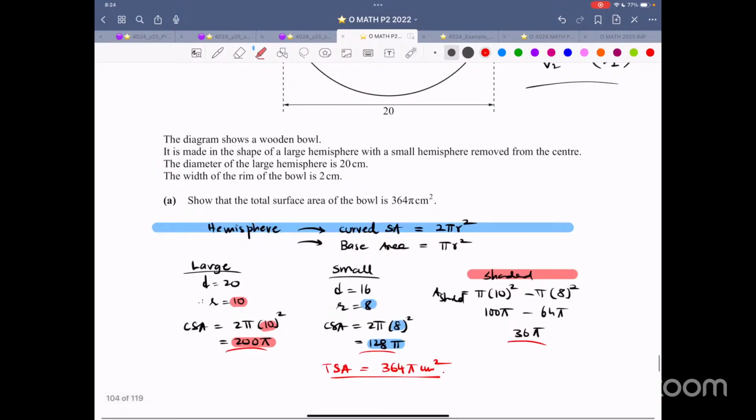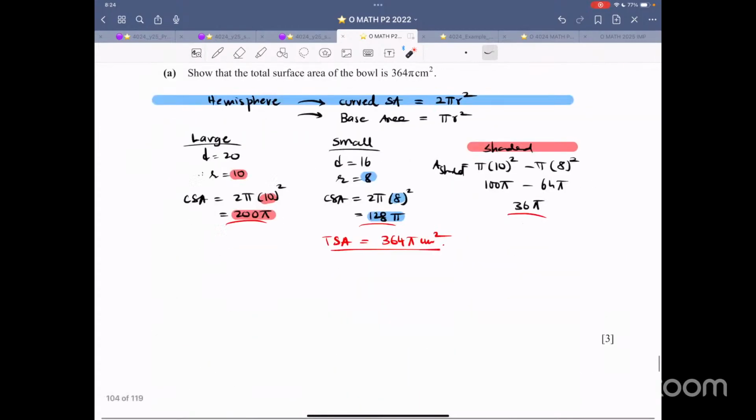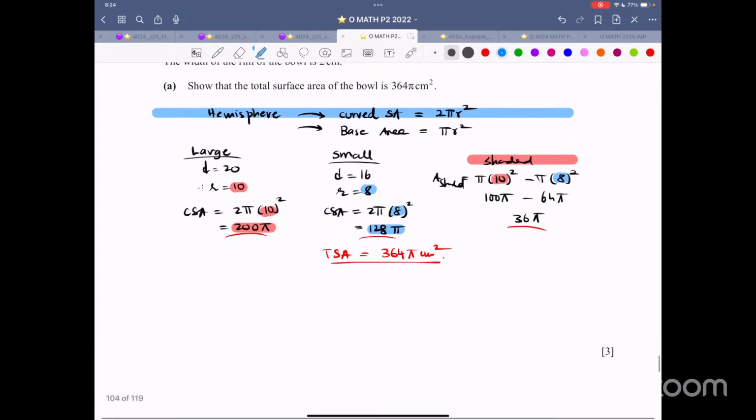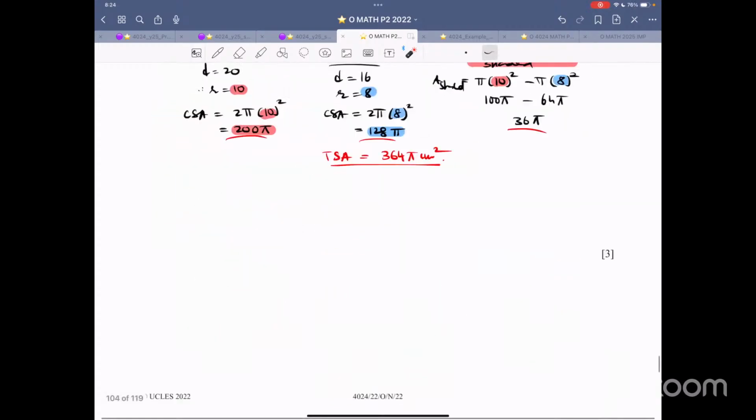And then we have the top thing, that thing is shaded. This is what we are shading, that is simply the difference in the areas of the two circles. Just use the diameter. This is pi r square for the large, this is pi r square for the small, that is 36 pi. It's a very good thing that they have asked us to leave the answer in terms of pi. So now add it all up, 200 plus 128 plus 36, that's 364 pi. It's good that they have given us the answer, and I think it's for 3 marks.